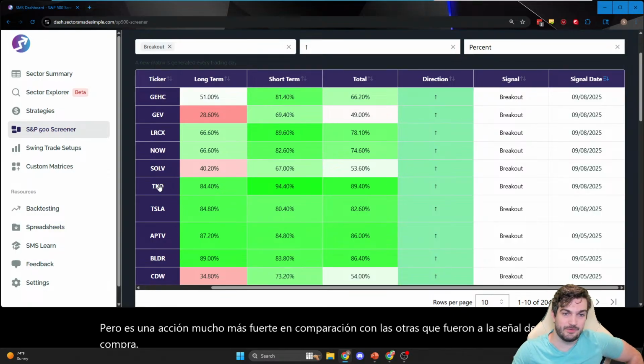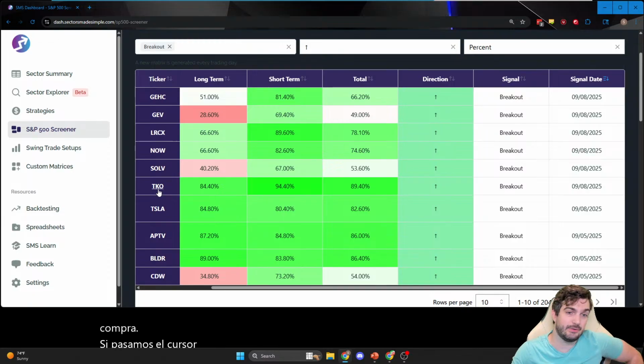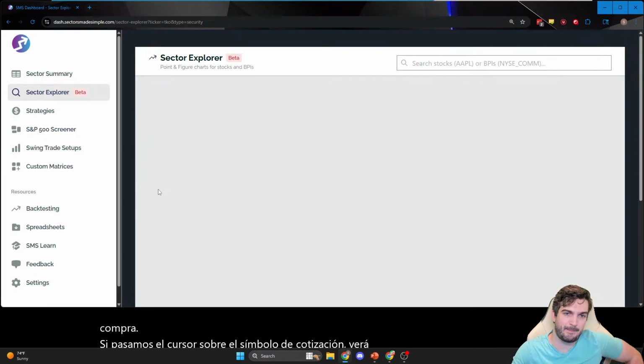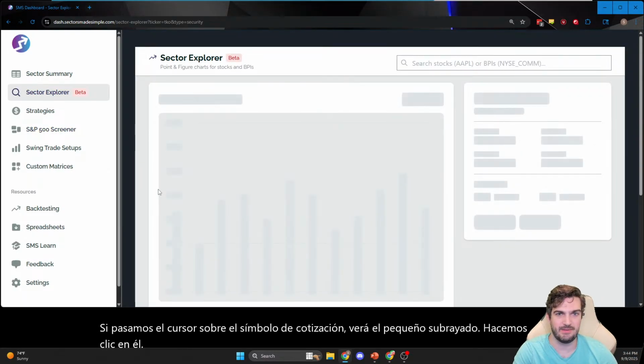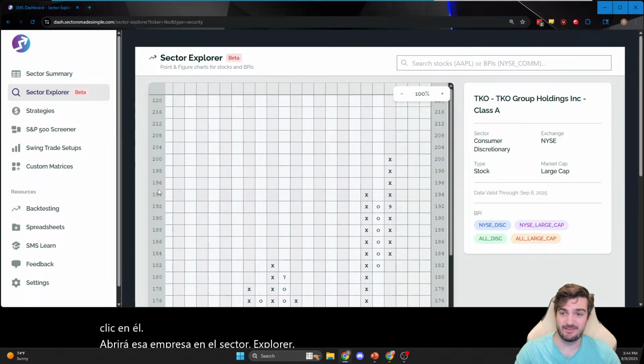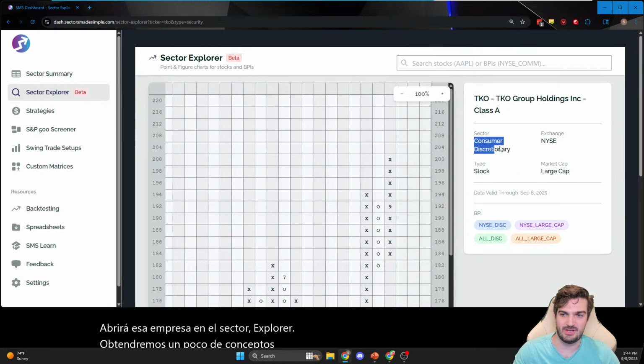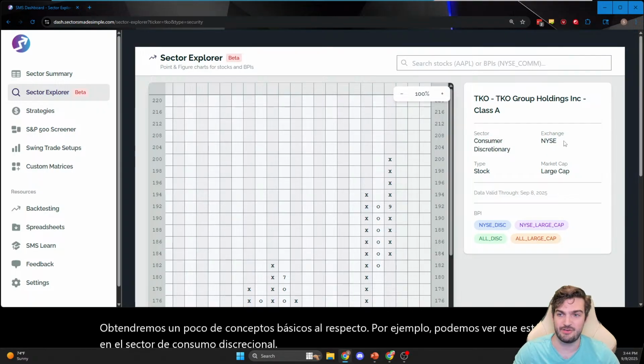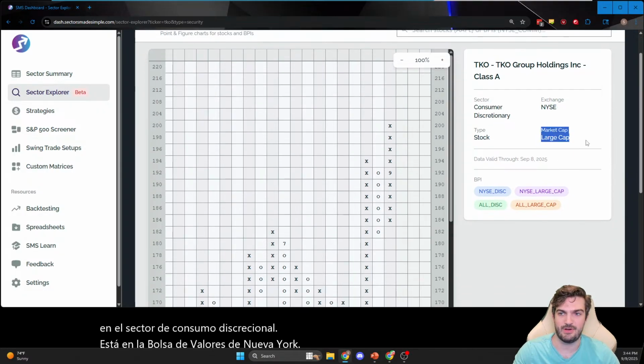If we hover over the ticker symbol, you'll see the little underline. We click on it, it will open up that company in the Sector Explorer. We'll get a little bit of basics about it. For example, we can see it's in the consumer discretionary sector, it's in the New York Stock Exchange, and it's a large cap company.